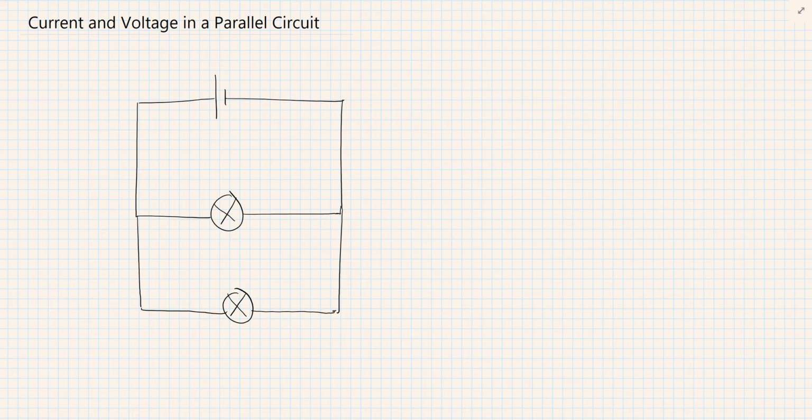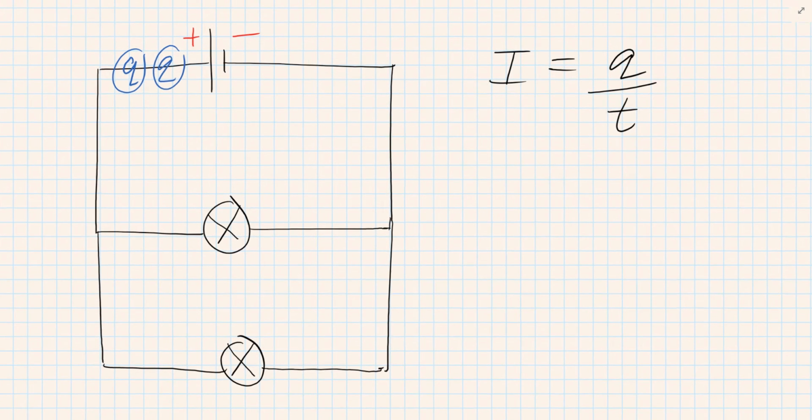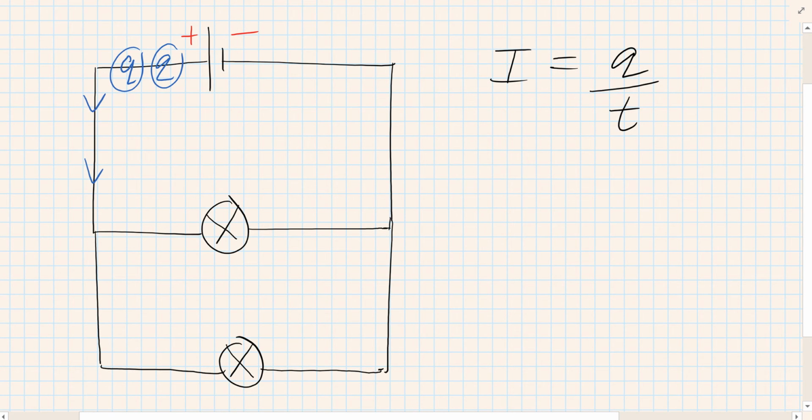So the current, if you remember, is represented as the charge per second. It's a flow of charge through the circuit. It's the rate at which charge flows through the circuit. Now, a conventional current will go from the positive terminal to the negative terminal. So we have a bunch of charges, and they are going to flow from the positive terminal and then eventually back to the negative terminal.